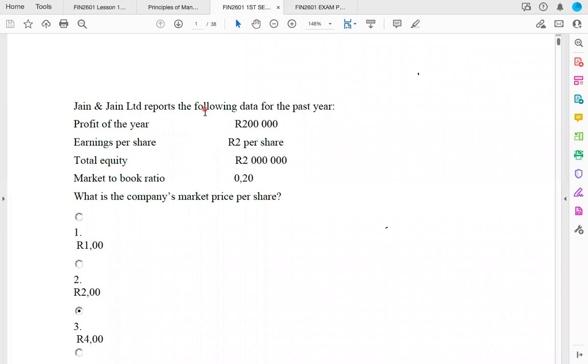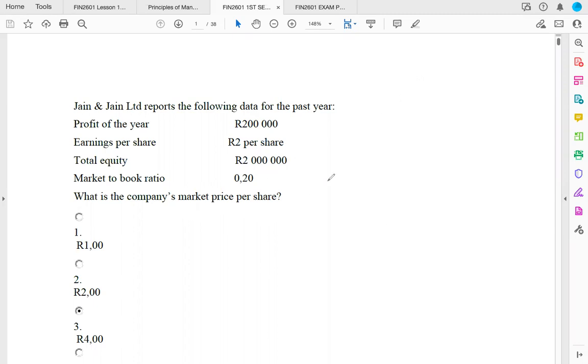So question number 1 says, Jane Limited reports the following data for the past year. We're given the profit for the past year, we're given the earnings per share, we're given the total equity, and we're given the market to book ratio. And then we're asked to calculate the market price per share.